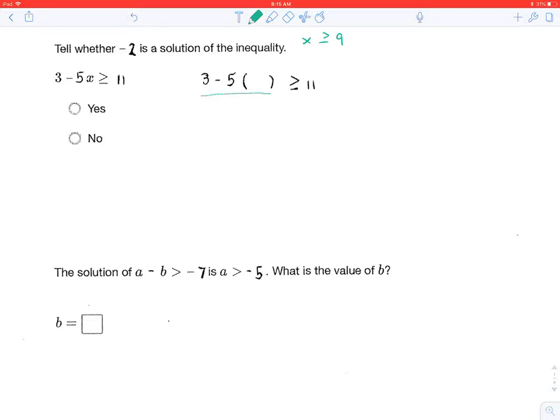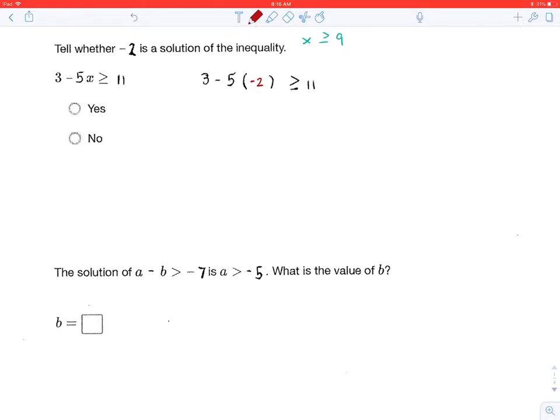So on this one, I set it up here for you where I just wanted you to take that -2 and substitute it into the original inequality. So 3 minus 5 times x is going to turn to 3 minus 5 times -2 is greater than or equal to 11. Now I know some of you guys solve this by first solving for x and then checking to see if the value given is valid. We're going to solve it this time by substituting in that value. So then after this, we need to simplify it as much as possible and then determine, is it a true statement?